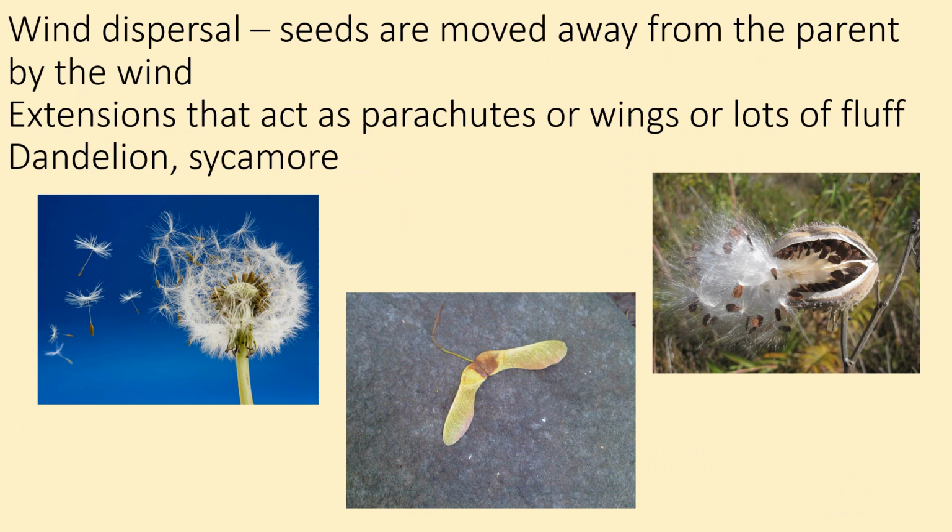Wind dispersal. Seeds are moved away from the parent plant by the wind. So they have extensions that act as parachutes or wings, or they have lots of fluff. Examples of these are dandelions. This is a dandelion. Sometimes called a dandelion clock. And sycamore seeds. So the dandelion has a sort of parachute, fluffy structure on top that allows it to be blown around, and the sycamore, quite famously, has the wings that act like a helicopter to let it be blown around. This is a different type of plant that has just lots and lots of fluff attached to it, and that helps it be blown along by the wind as well.